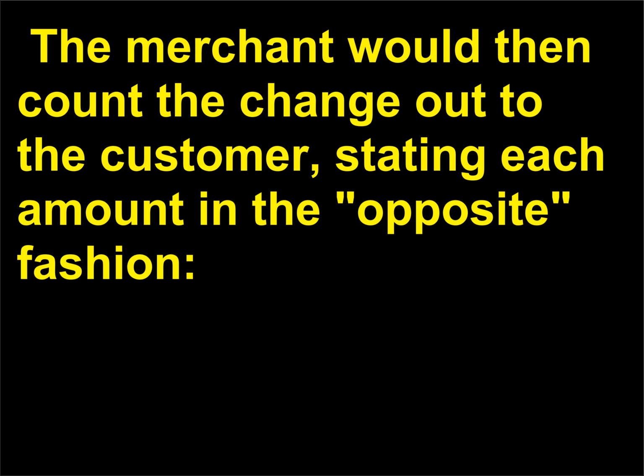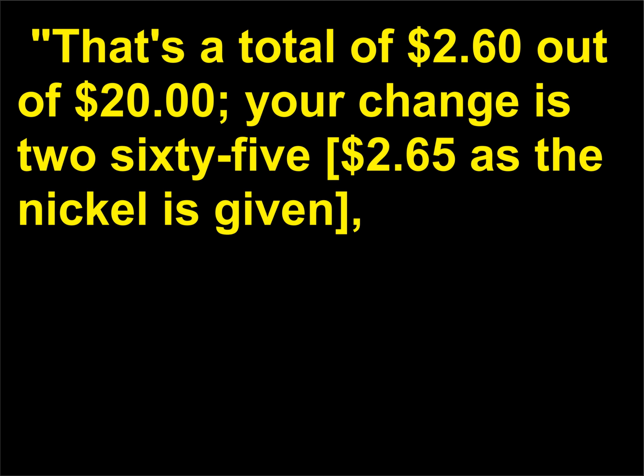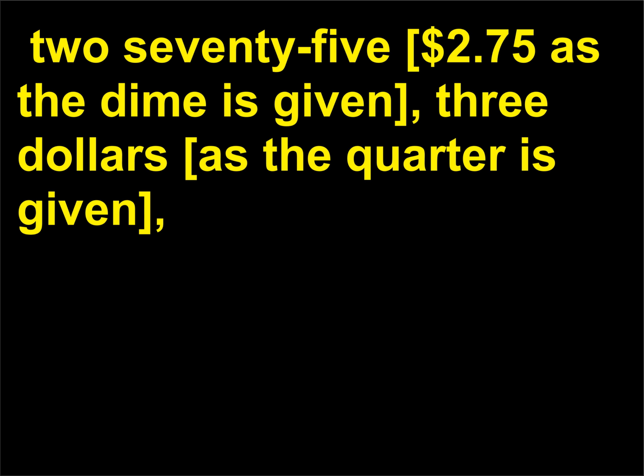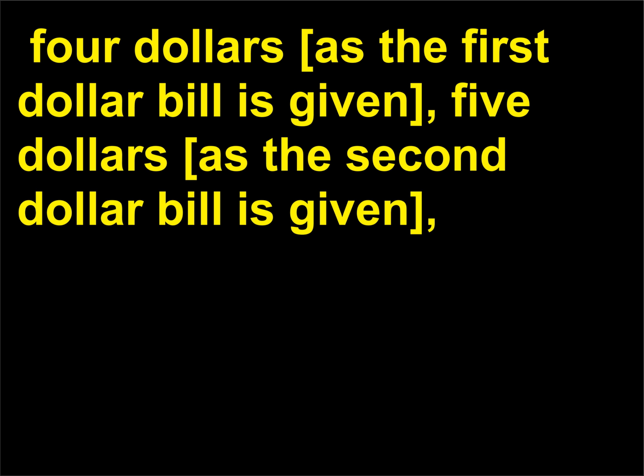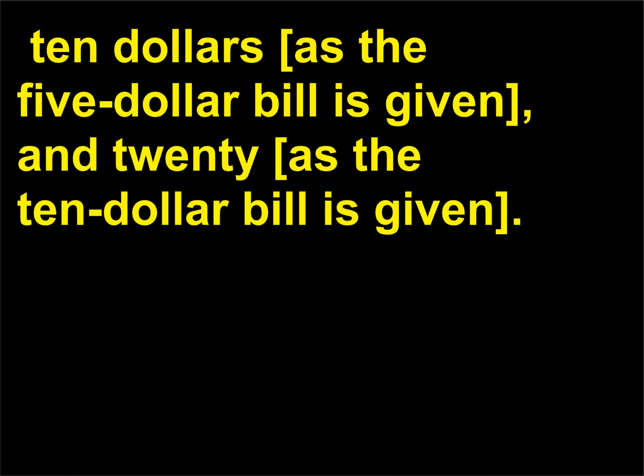The merchant would then count the change out to the customer, stating each amount in the opposite fashion. That's a total of $2.60 out of $20, your change is $2.65, $2.65 as the nickel is given. $2.75, $2.75 as the dime is given, $3 as the quarter is given. $4 as the first dollar bill is given, $5 as the second dollar bill is given. $10 as the $5 bill is given, and $20 as the $10 bill is given.